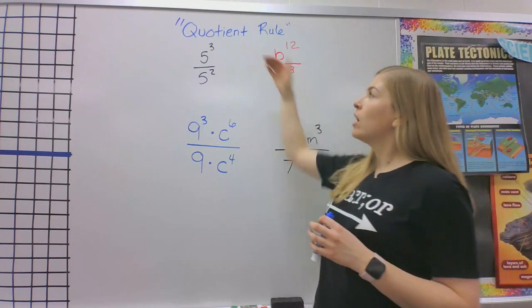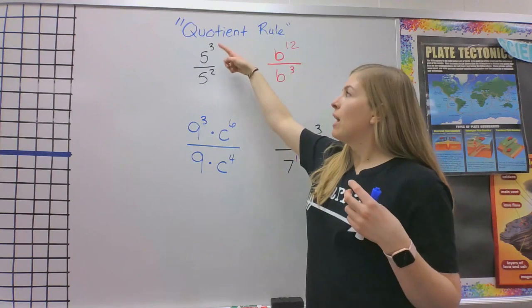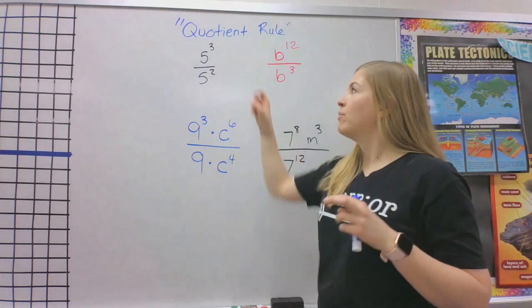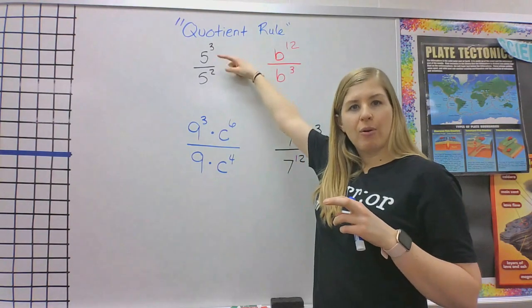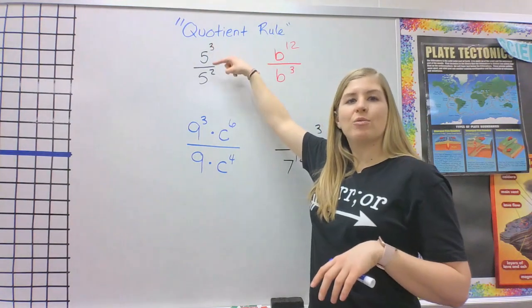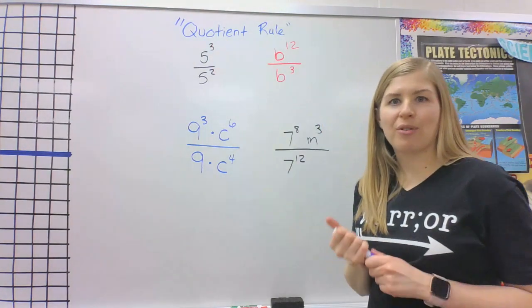Keep in mind, if we're ever combining like terms, they have to have the same base. And in this case, when we're doing the quotient, when we're doing division, we're actually going to subtract our exponents. So we have our base, which is the big number, and the exponent is the small number. So we're going to subtract our exponents when we're simplifying.